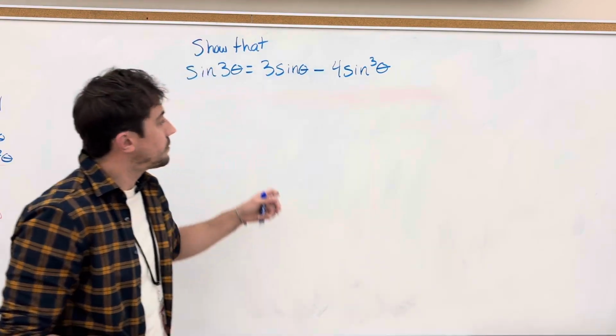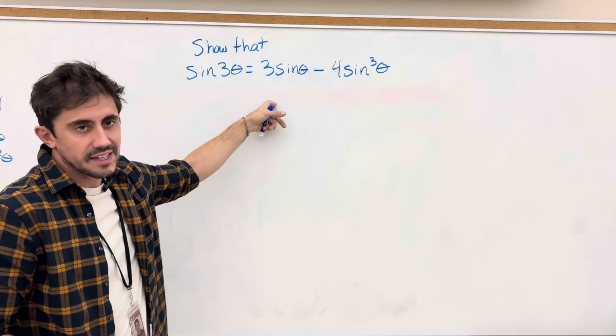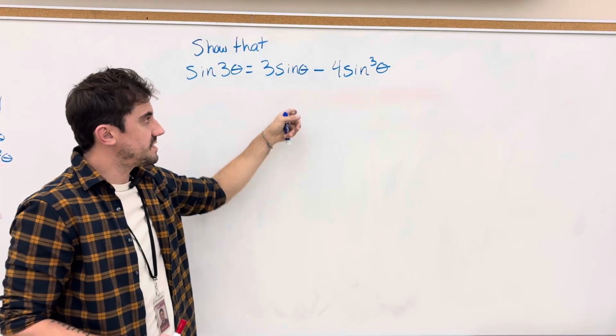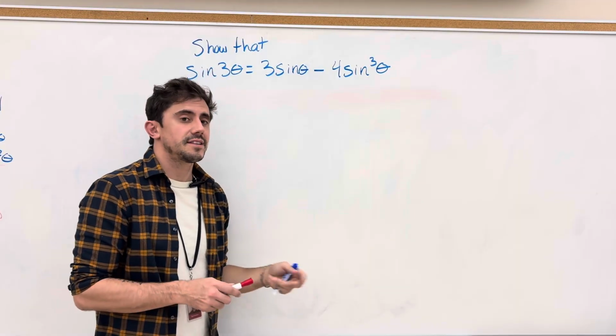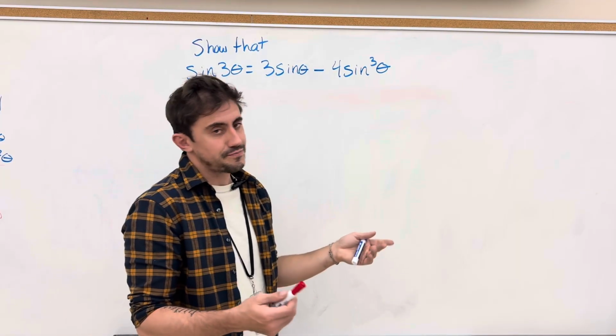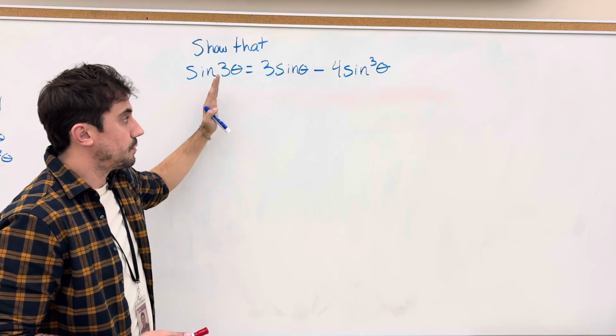Hey everyone, today we're going to show a trig identity, namely that the left-hand side, sine 3 theta, is in the end equivalent to the right-hand side, 3 sine theta minus 4 sine cubed theta. So this is one of the more difficult identities that I've done with my class. Let's try it out.